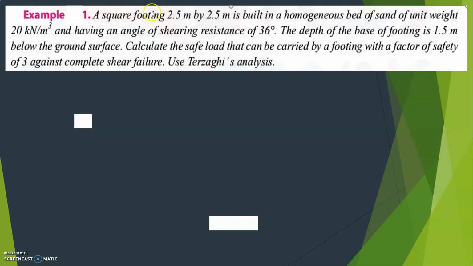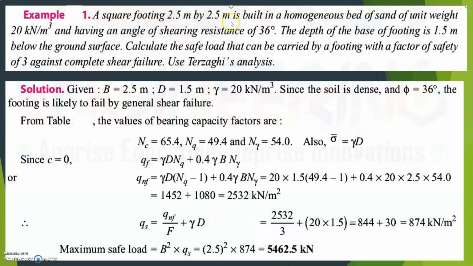Now let us see, this is a square footing. So I have given different formulas for different types of footing. For the square footing, the formula is QF equal to 1.3 C NC plus gamma D NQ plus 0.4 gamma B N gamma. Now in this term, gamma is the unit weight, that is given 20 kilonewton per meter cube. D is depth of foundation, that is equal to 1.5 meter.